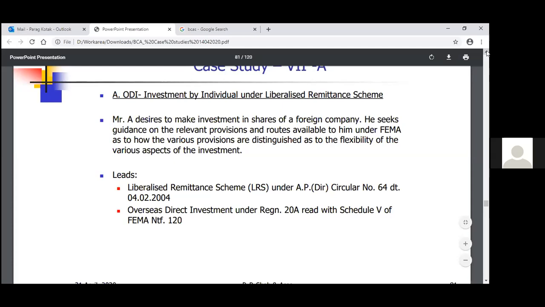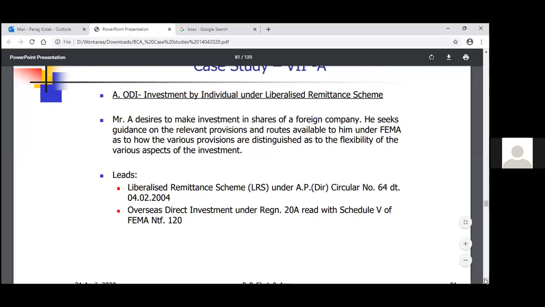Now we all know that under liberalized remittance scheme, the amount is fixed, $250,000 only. Secondly, it can only be remitted as a capital of the foreign company. A loan cannot be given, a guarantee cannot be given. The third is a foreign company which is set up under the liberalized remittance scheme cannot have a step-down subsidiary also. So these are some of the deficiencies as compared to notification 120. And in practice, we have noticed some more difficulties.